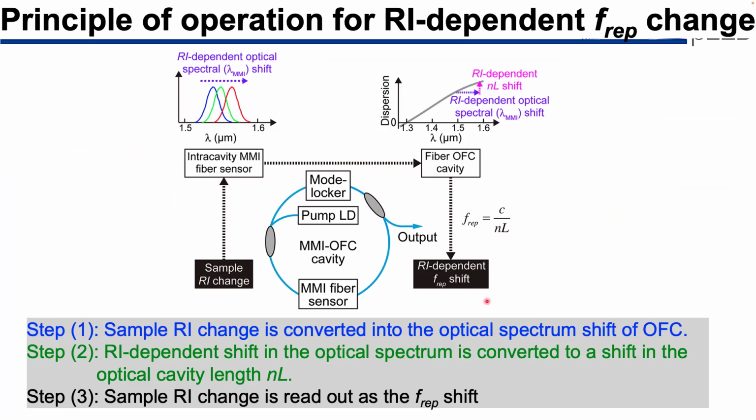Here, there are two keys. The first key is an intracavity MMI fiber sensor. In this first key, the sample RI change is converted into the optical spectral shift of OFC, like here.